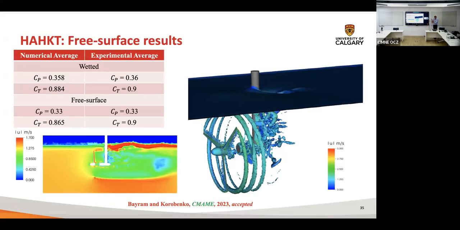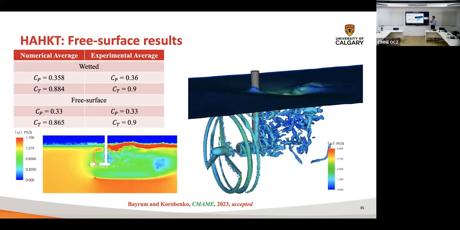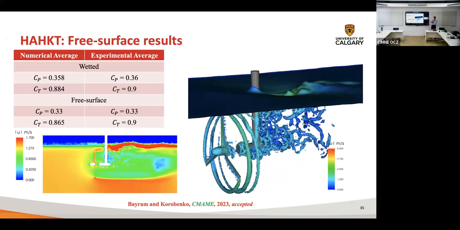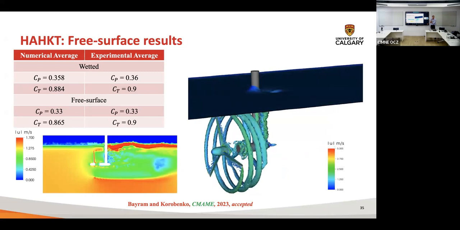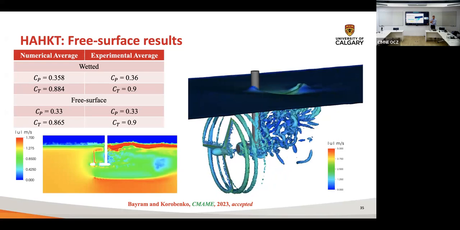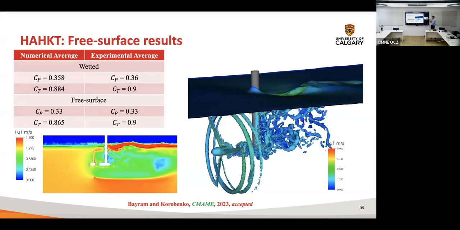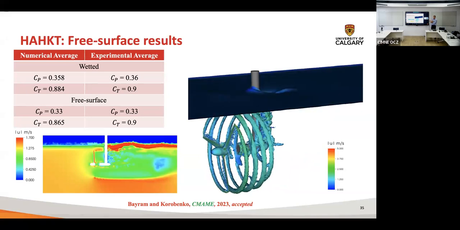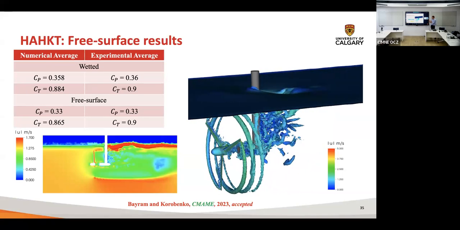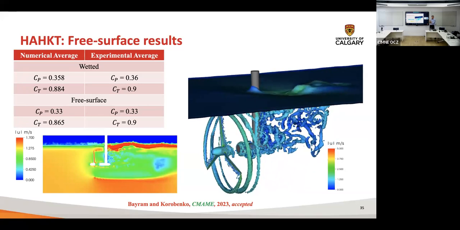Here, they do have the quantitative data. Again, the wetted flow conditions are on the top, and on the bottom are the CP and CT when you have a free surface. You can see again a very good agreement between our framework and the experimental data. The drop is not as significant as when you have cavitation. You see maybe a 6% or 8% drop in the CP.